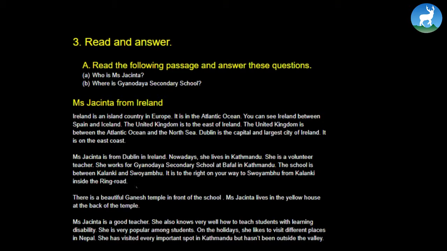Miss Zakinta is from Dublin in Ireland. Nowadays, she lives in Kathmandu. She is a volunteer teacher. She works for Ganodoya Secondary School at Bafal in Kathmandu. The school is between Kolonki and Soembu. It is to the right on your way to Soembu from Kolonki inside the ring road. There is a beautiful Ganesh temple in front of the school. Miss Zakinta lives in the yellow house at the back of the temple.